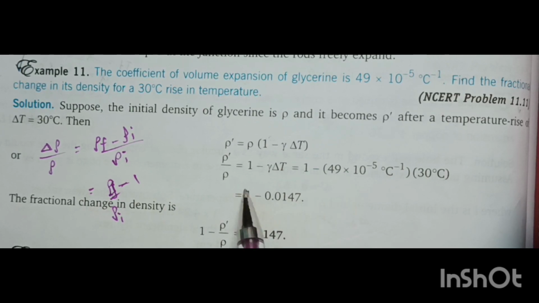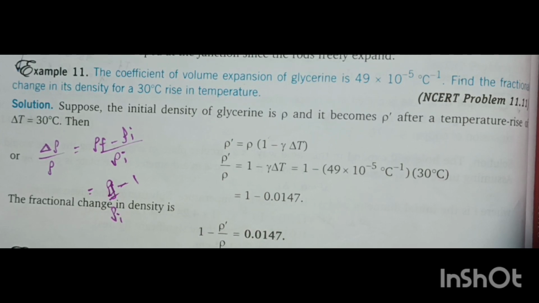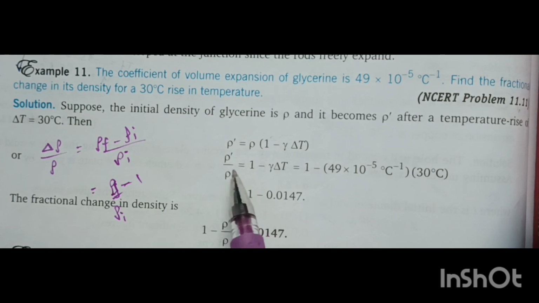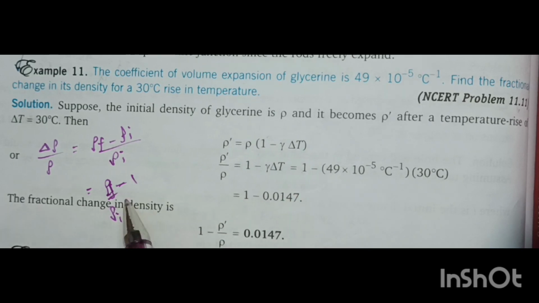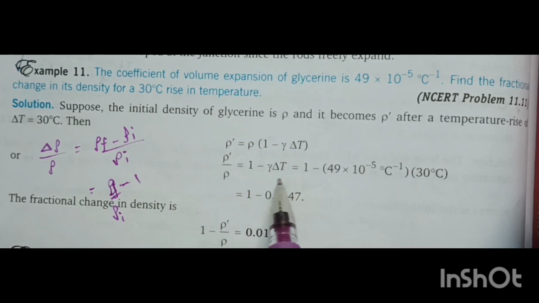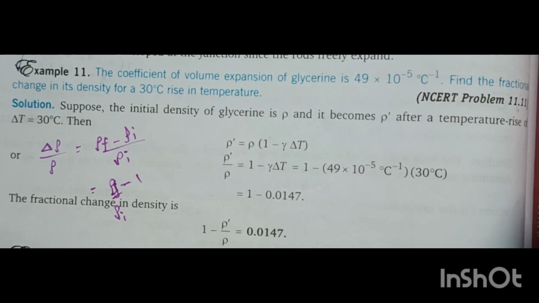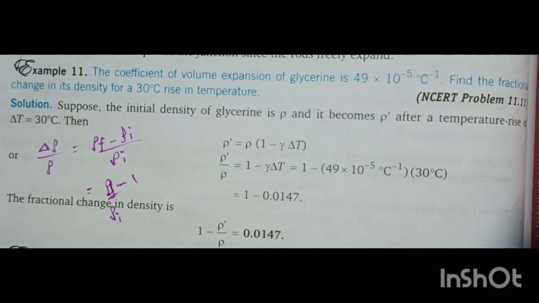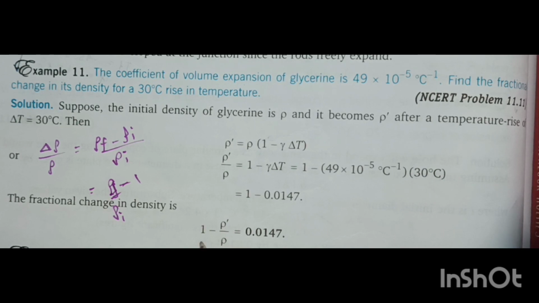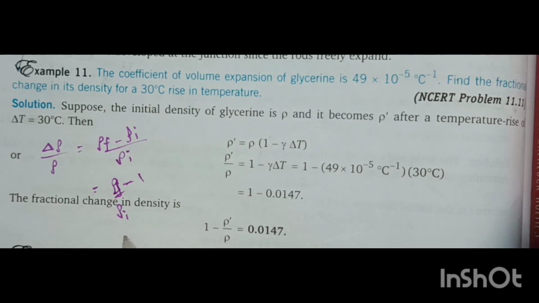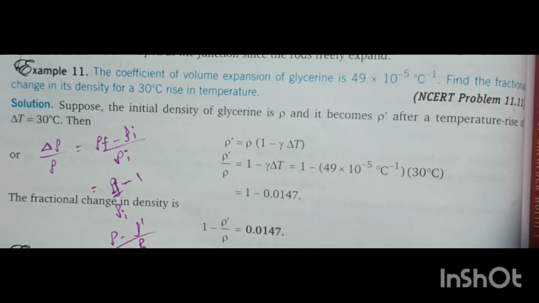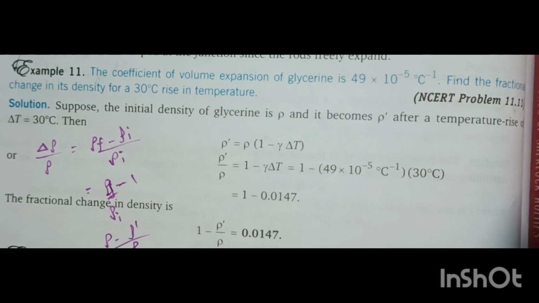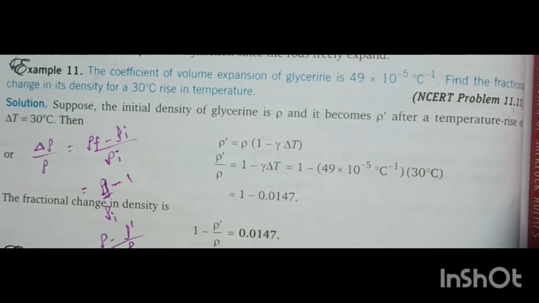So we get rho dash by rho as 1 minus 0.0147. But we know one more thing, so please see this. Bring this 0.0147 to the left side and take the other to the right side. Then we get 1 minus rho dash by rho equals 0.0147. So what does this indicate? This indicates rho minus rho dash by rho. What does it mean? The change in the value by the initial value, which is nothing but the fractional change. So we get the answer directly.